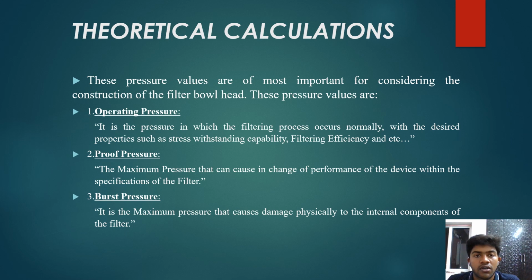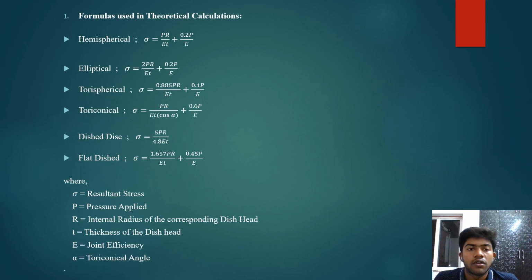Now the third one is the burst pressure. It is the maximum pressure that can cause physical damage to the internal components of the filter element and the filter heads. So now here come the formulas which are used in the theoretical calculation for calculating the stress in the different types of pressure vessel heads.